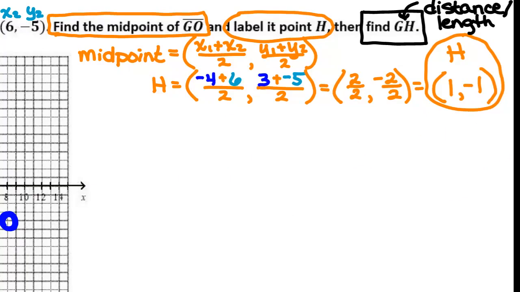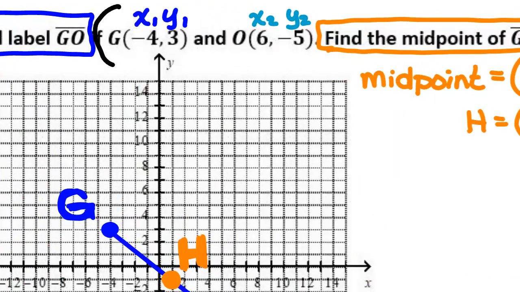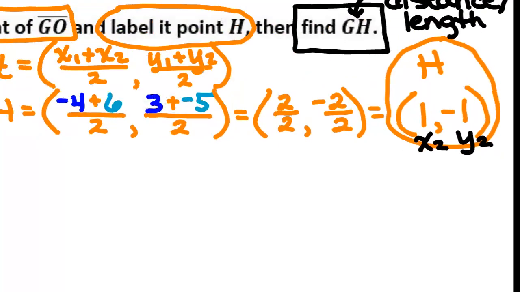And we're going in between what two letters? G and H. Are those both endpoints? No. Are either of them endpoints? One of them, which one? G is an endpoint, so what is H then? The midpoint. Let's continue to let G be the x1, y1 for our distance formula, but now H is going to be our x2, y2 for the distance formula.